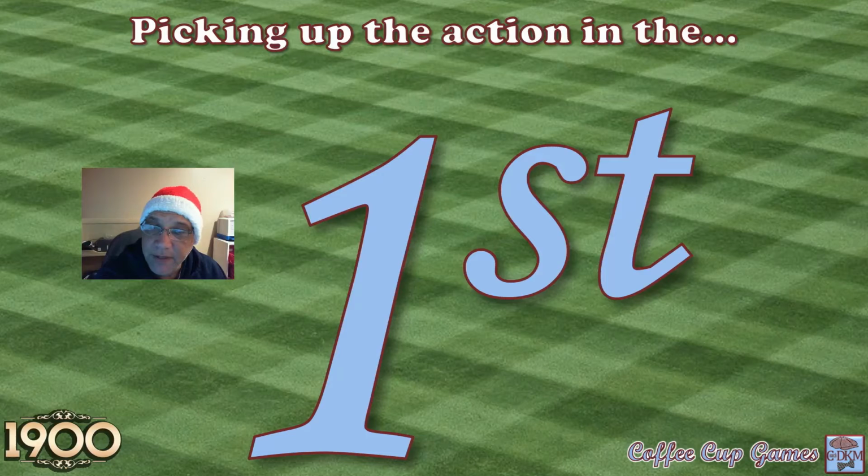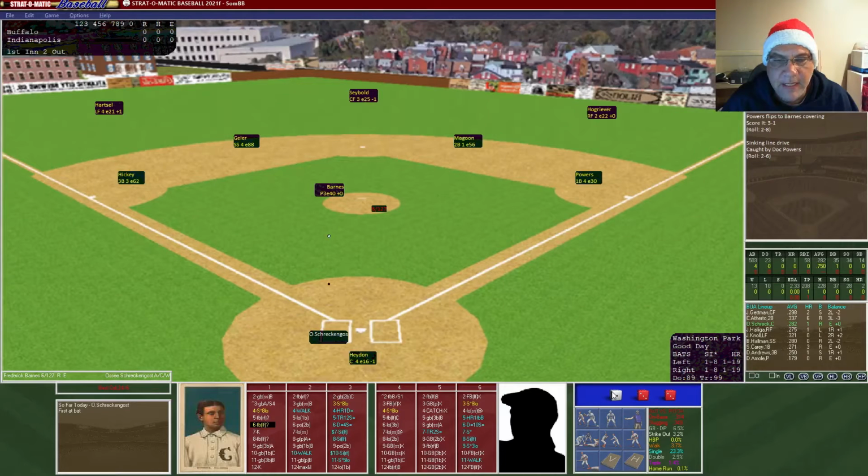It's the bottom of the first. Buffalo did not score any runs in the top of the first, but we're going to show you something that has not happened yet in our 1900 replay in any of the games that we've actually done. He's going to fly out, so that's going to be an easy 1, 2, 3 inning for Barnes.